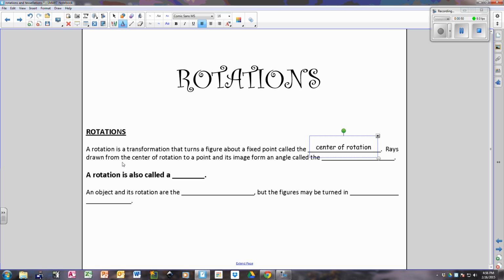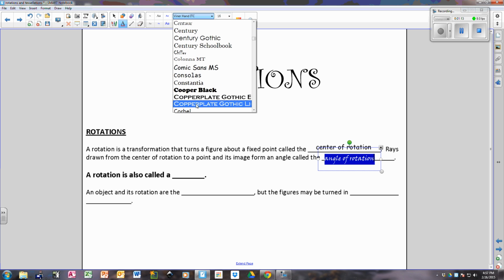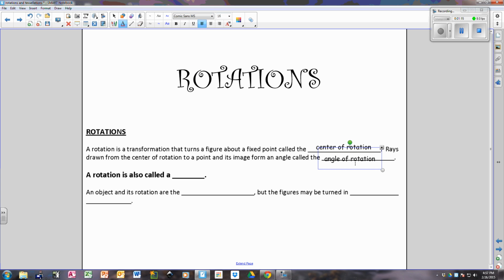Now rays drawn from the center of rotation to a point and its image form an angle called the angle of rotation. And I'm probably going to spell everything wrong over and over. So the angle of rotation, and again, I will change the font. I don't know why it keeps going back. There we go. Angle of rotation. All right. So let's move that word up. All right, there we go.